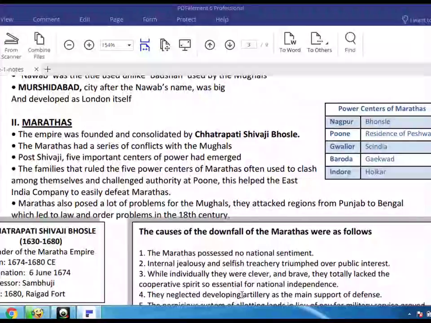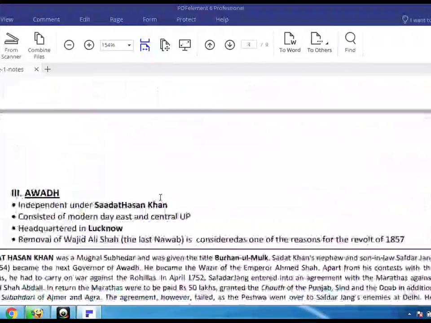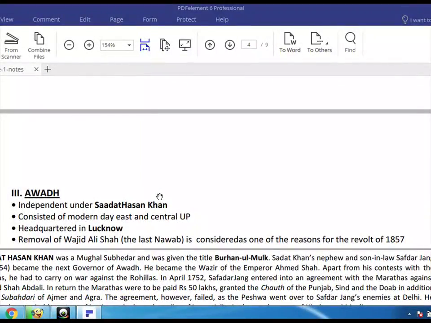Marathas also posed a lot of problems for the Mughals. They attacked regions from Punjab to Bengal, which led to law and order problems in the 18th century. Power centers of the Marathas: Pune, residence of the Peshwa; Gwalior, Scindia; Baroda, Gaekwad; Indore, Holkar.